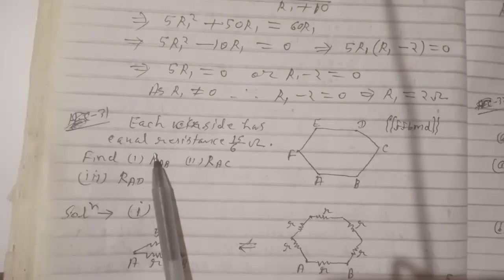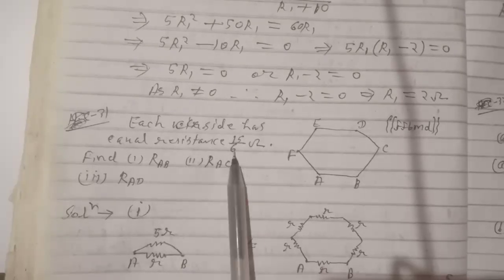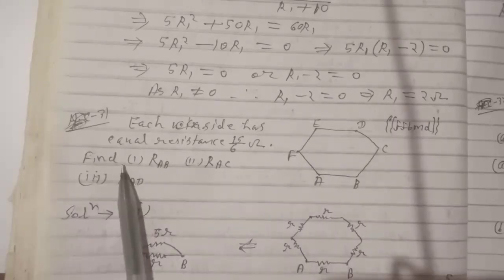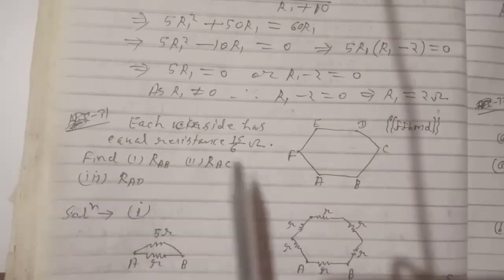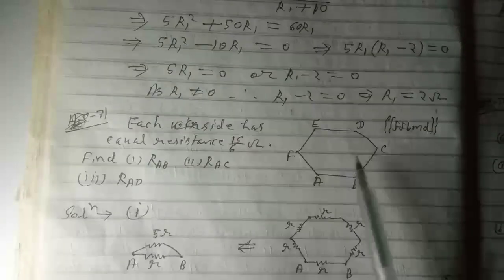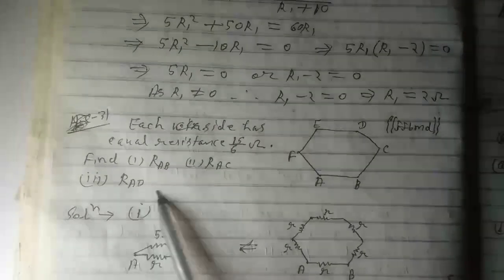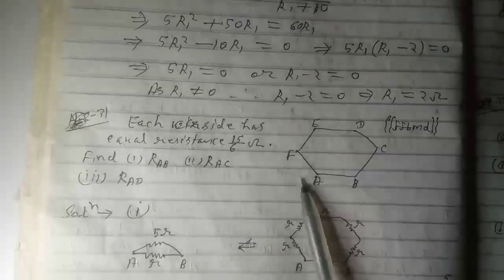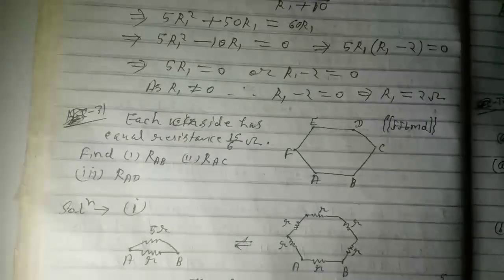Each side has equal resistance 15 by 6 ohm, as shown in the figure. We have to find RAB, the equivalent resistance between points A and B, RAC, the equivalent resistance between points A and C, and RAD, the equivalent resistance between points A and D.